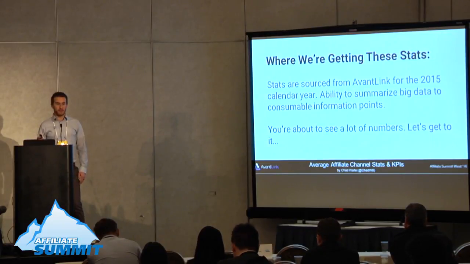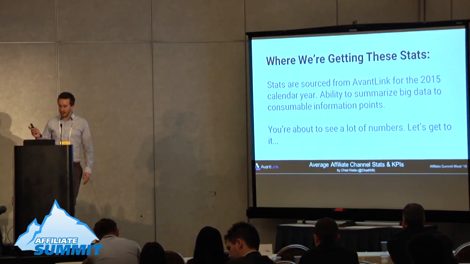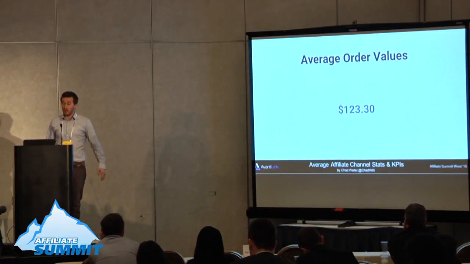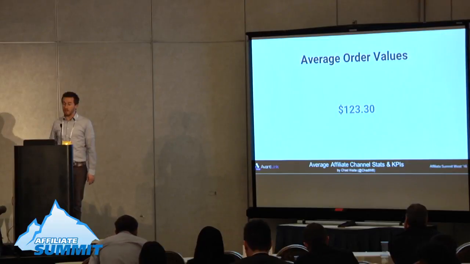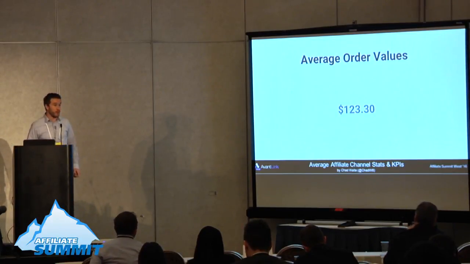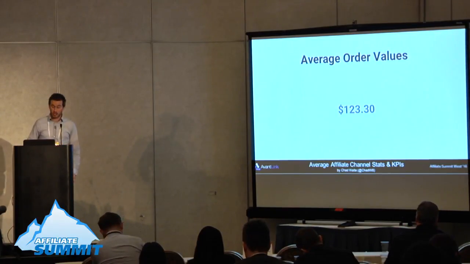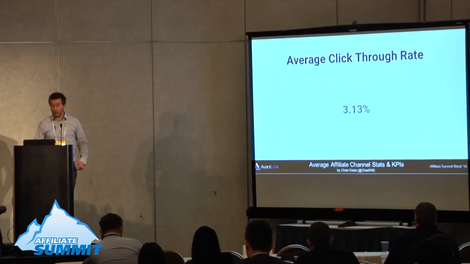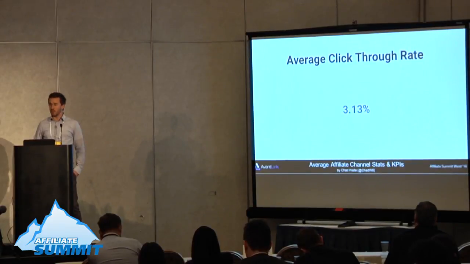You're about to see a lot of numbers in the next slide, so let's get ready to rock and roll here. First, we're going to start with something pretty typical, average order values that we see across the network in 2015 fell at $123.30. That's a nice pair of running shoes or maybe a new purse or something. Average click-through rate, just a titch above 3%. We saw 3.13%.